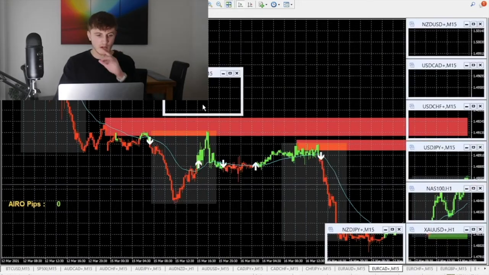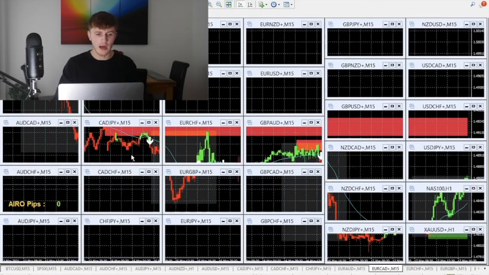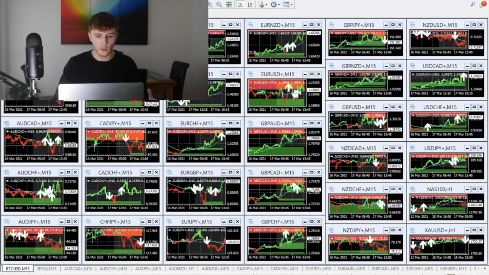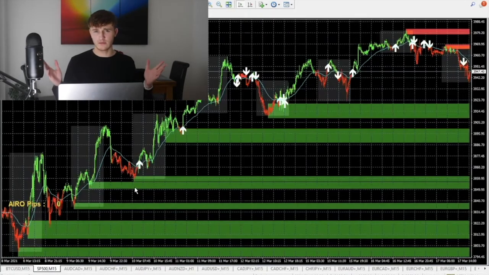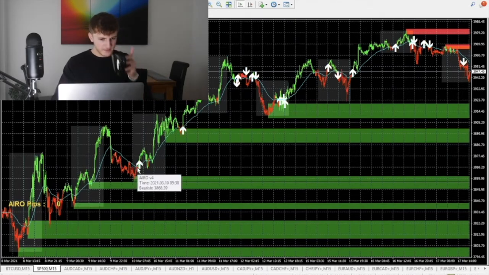So what we're going to do now is we're going to look at the S&P 500 and see how it's been performing over the past few days. So clearly we are in an uptrend right now, so we're only looking for buy opportunities. Now we've got a bounce arrow go, very nice trade.